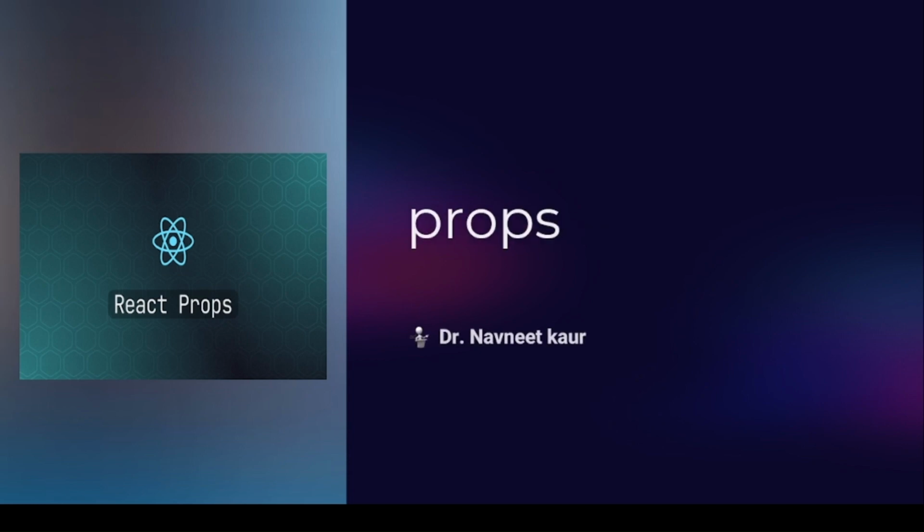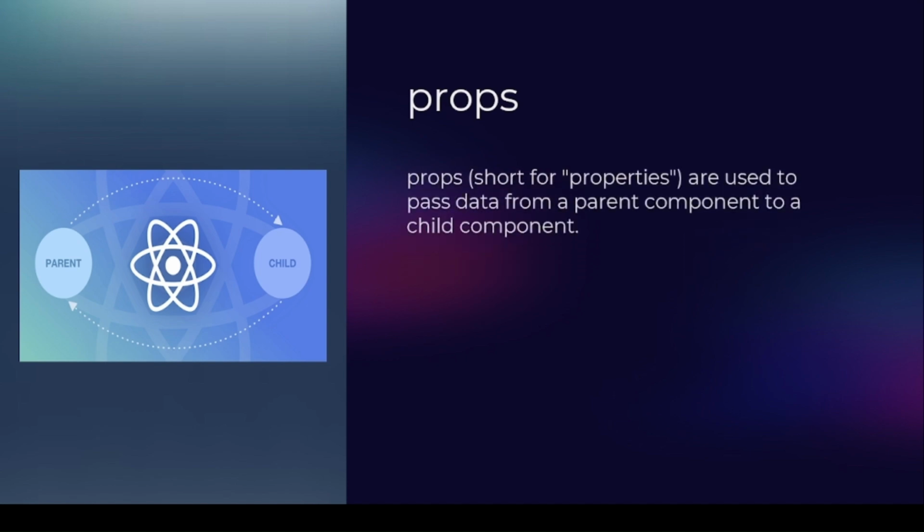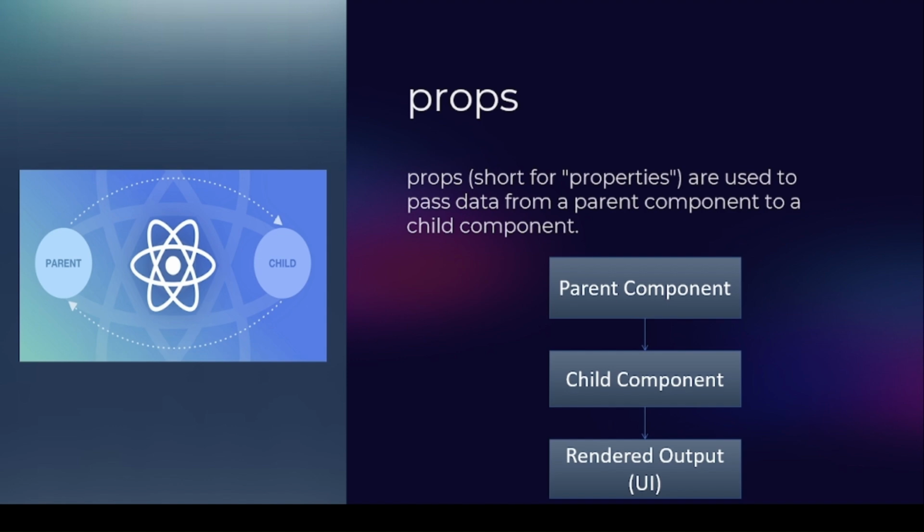Now that we are aware of the concept of components and JSX, there's another concept that we need to know: props. Props is just short for properties, which are used to pass data from a parent component to a child component. Here we see the data being passed from the parent component to the child component and some UI is rendered.